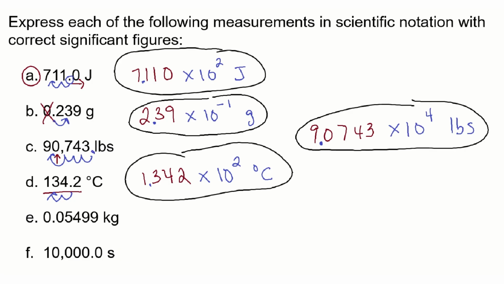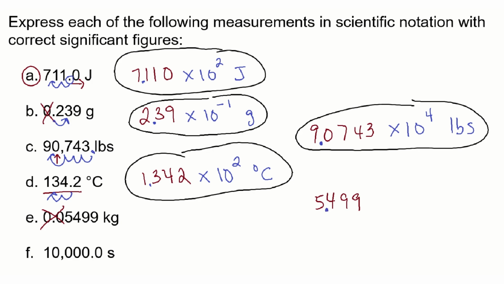Part E. Leading zeros are not significant. So we're going to write the sig figs, the 5, the 4, the 9, the 9. To make this coefficient greater than or equal to 1 and less than 10, we need to move the decimal between the 5 and the 4. That's 2 spots to the right from its original location.